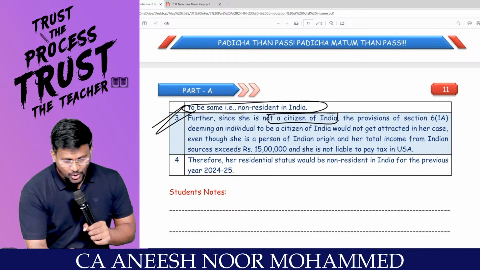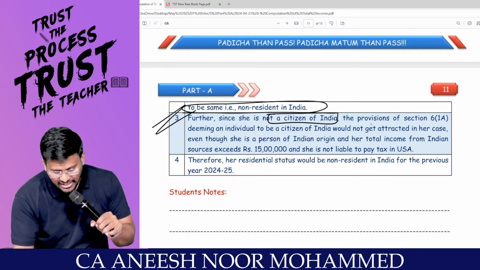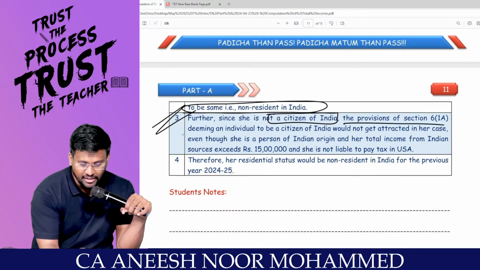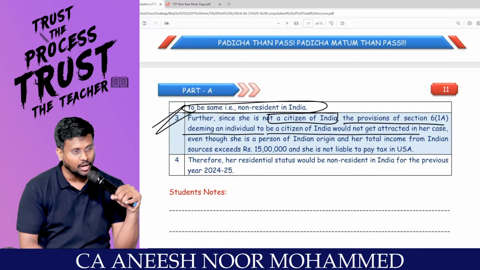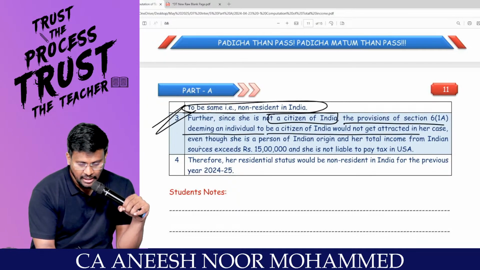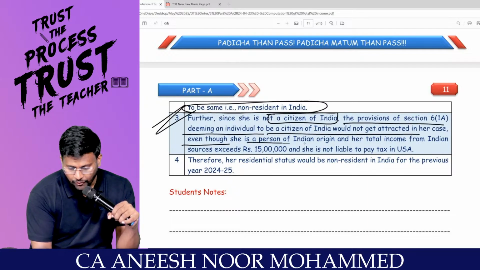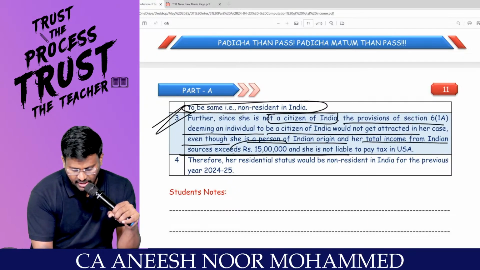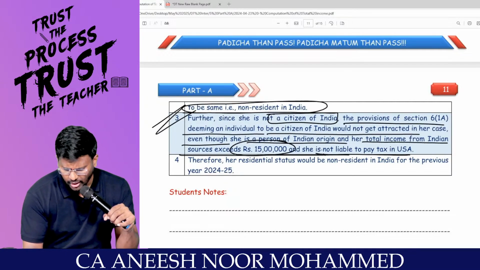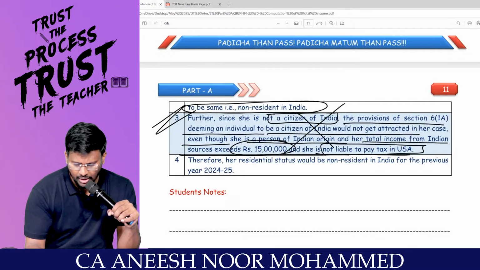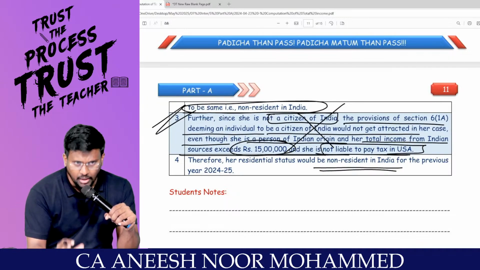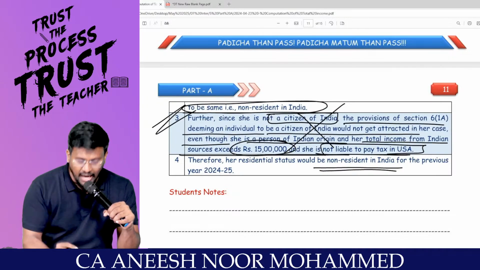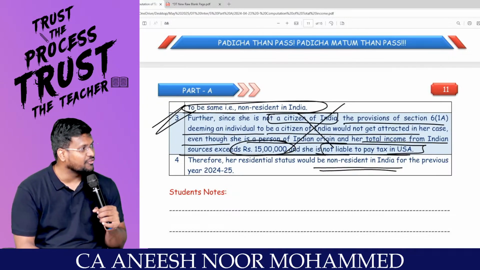Yes sir. So further, since he is not a citizen, provisions of 6.1A deeming an individual to be a citizen of India would not be attracted in her case, even though she is a person of Indian origin and her total income from Indian sources exceeds the limit, she is not liable to pay tax in USA. Therefore, her residential status would still be non-resident in India for the previous year 24-25.